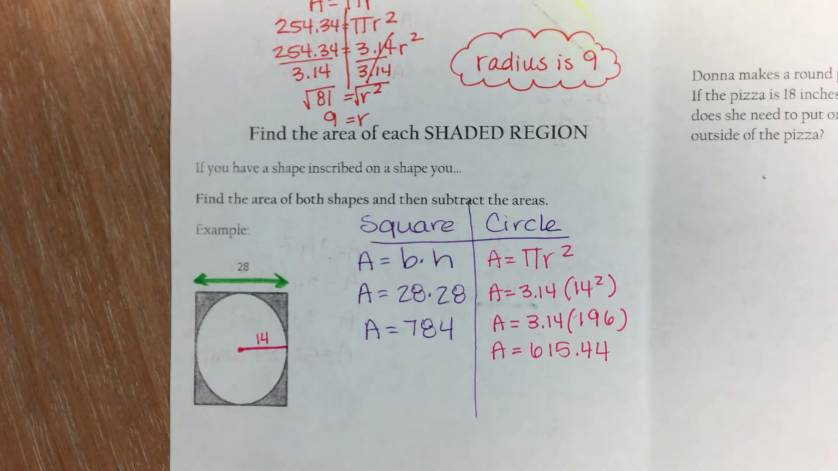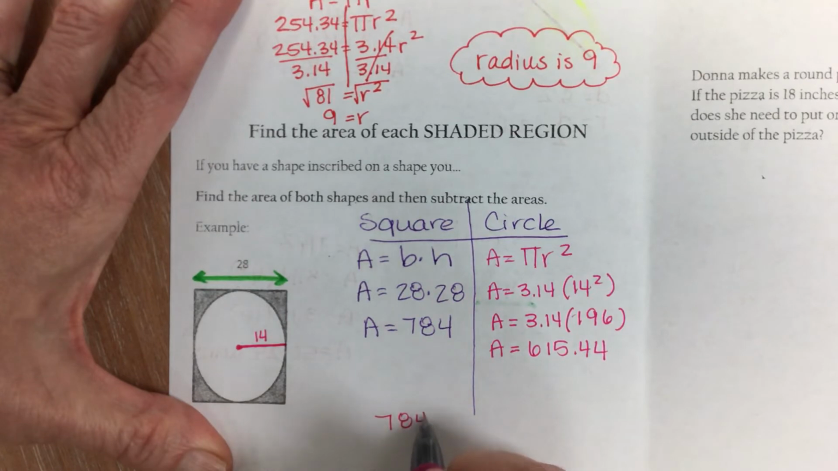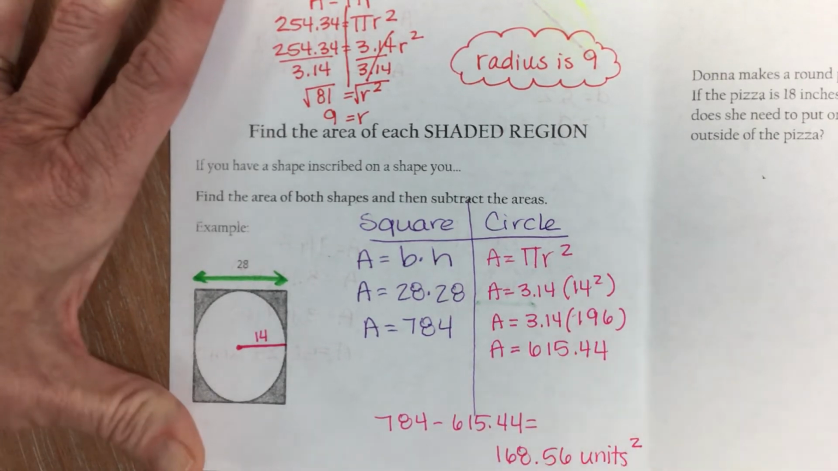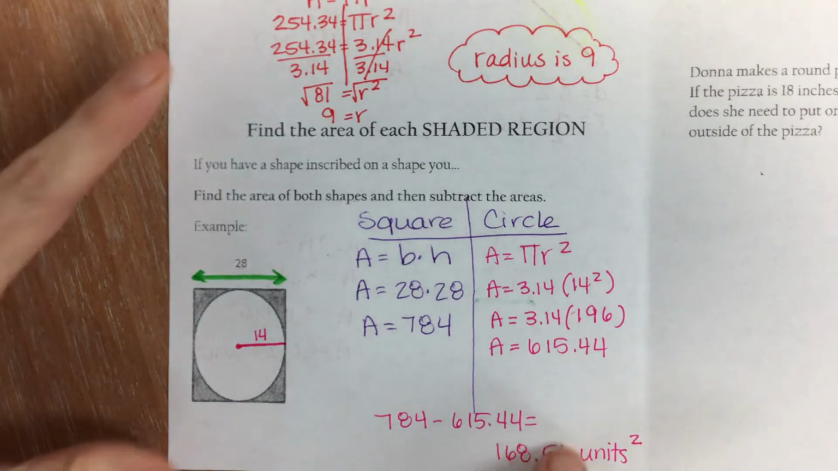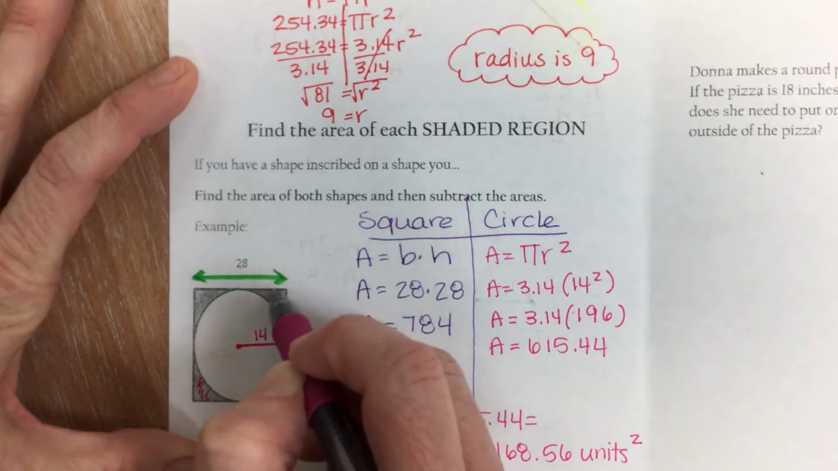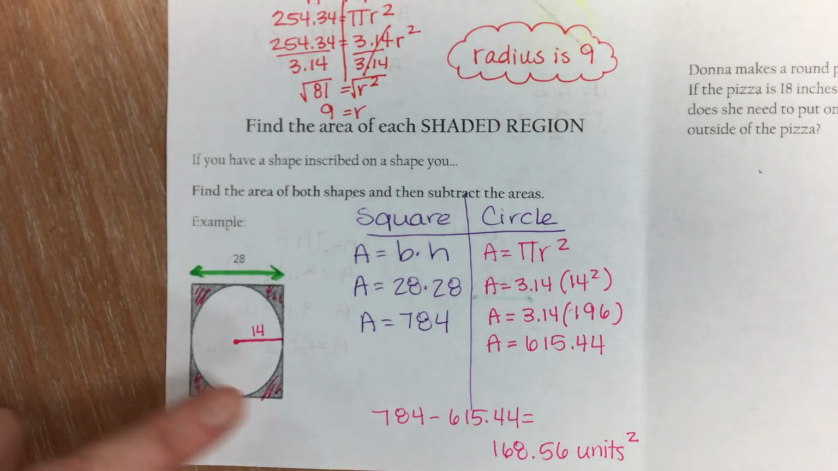Now the next step is that I have to subtract. So I'm going to subtract 784 minus 615.44. It gives me a total of 168.56 units squared because I was finding area. So this means 168.56 units squared is the area of this shaded region. So I had to find the area of both and then just subtract it out to find that.